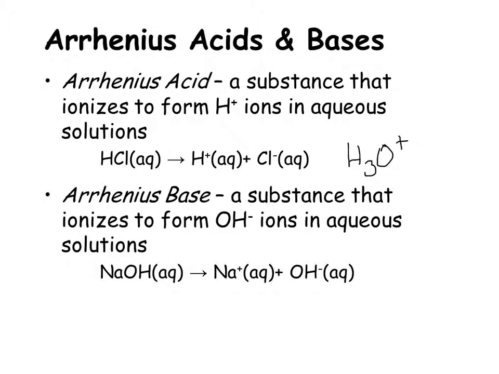molecule. All right, and then the other thing that we have to be cognizant of is that the Arrhenius base is going to be anything that ends in OH and forms OH minus ions in aqueous solution. So here's my NaOH aqueous. It forms Na plus ions and OH minus ions in solution. So the takeaway is Arrhenius acid forms H plus ions. The Arrhenius base forms OH minus ions in aqueous solutions or water.